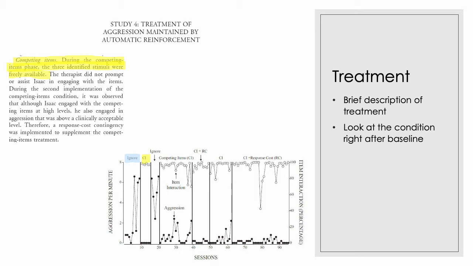Another way to look for the treatment is to look at the graph of the treatment procedures. Whatever is in the first condition is usually considered baseline. Here it is the ignore condition. Then we will look at the condition that comes right after baseline. Here it says CI, which stands for competing items, which is what we just discussed. The rest of these conditions are the researcher's attempt to problem solve how to further decrease the aggression and to see a more stable data pattern. You would not be responsible for describing the rest of the conditions.